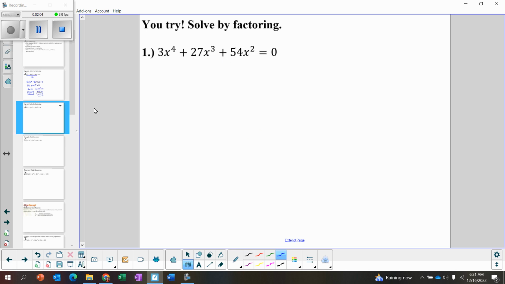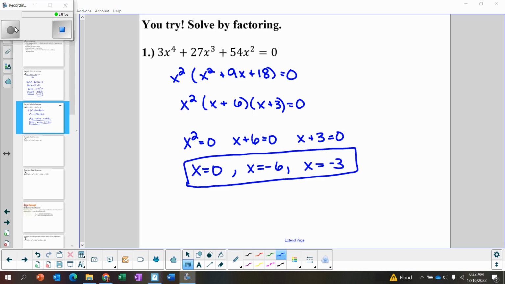So you try this problem, pause when you're ready to see the answer, hit play. All right, so we start out by taking out, oops, I forgot to write that, 3x squared. And our solutions are x equals 0, x equals negative 6, and x equals negative 3.